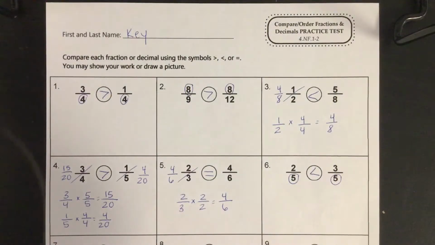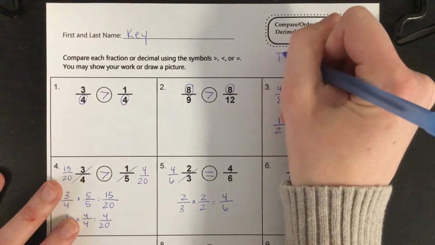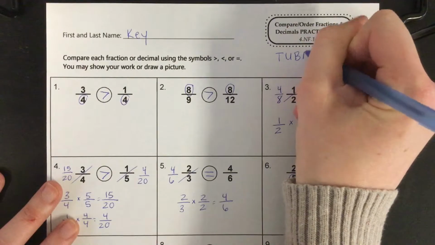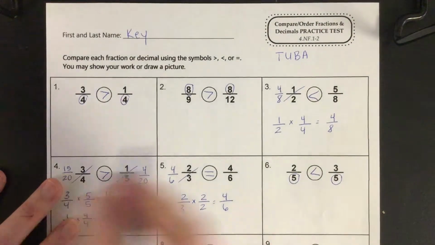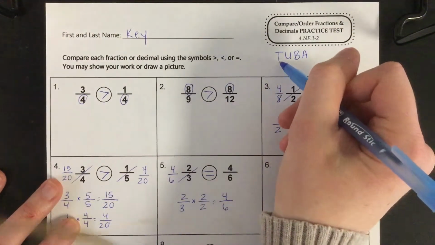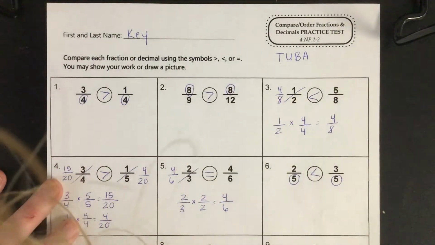Your secret word is tuba. And you have to write it in all capital letters, T-U-B-A, all capital.